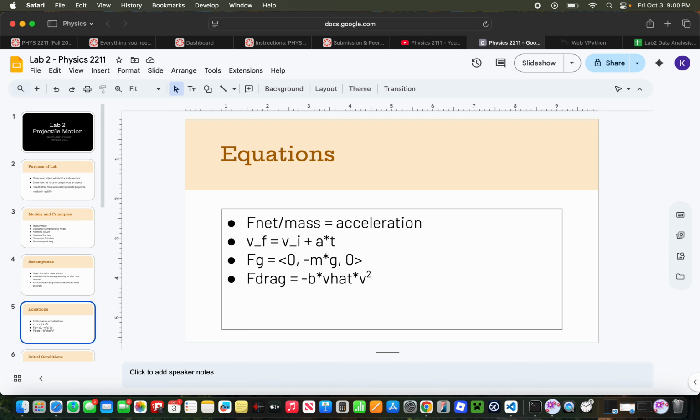And so the equations we use are F net over mass equals acceleration, and velocity final equals velocity initial plus acceleration times time, and then our force of gravity vector is <0, -mg, 0>, and then our force of drag equals negative b v hat speed squared.